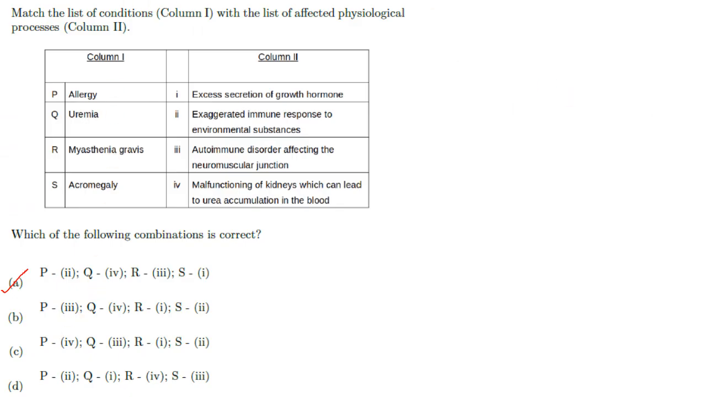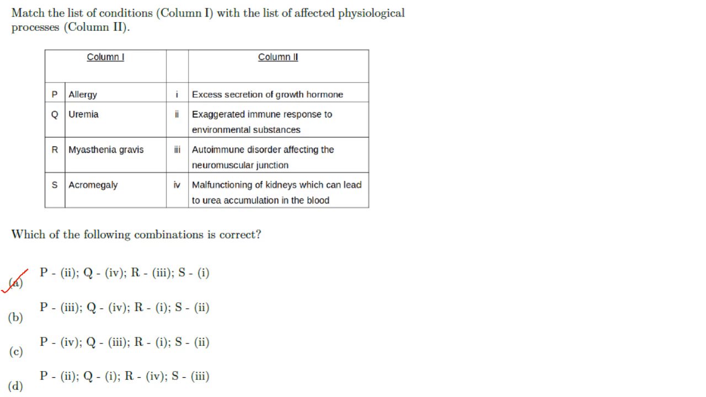Then next one. Match the list of conditions in column 1 with the list of physiological processes. Allergy. Allergy is an exaggerated immune response to an environmental substance. Everybody knows that. So P2. Uremia. Uremia is a buildup of urea in the blood. It may be due to failure or impaired kidney function. So uremia means, okay, fourth one. Malfunctioning of kidneys which can lead to urea accumulation in the blood.